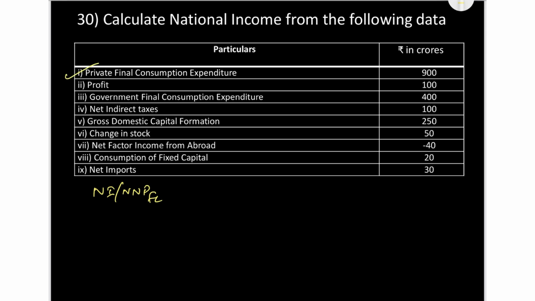Private final consumption expenditure, government final consumption expenditure, gross domestic capital formation, and net imports is given, but export is not given. All right, so 1 plus 3 plus 5 plus, export is not given, so minus import is given, so minus 9 here. You can put minus here, or we can put it afterwards.